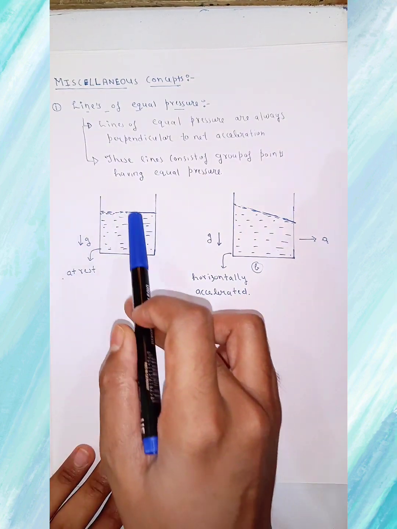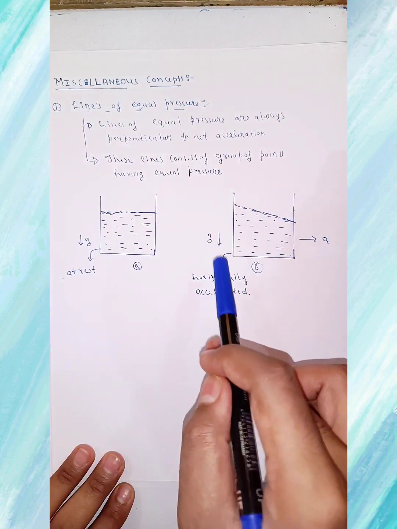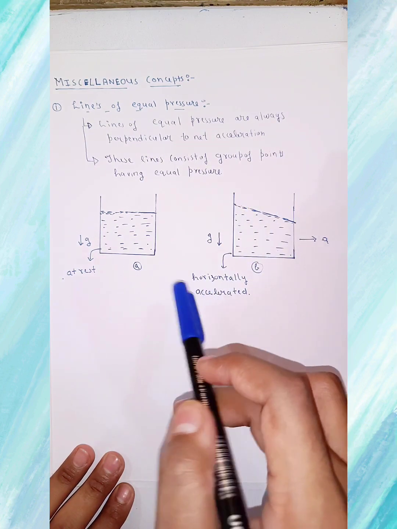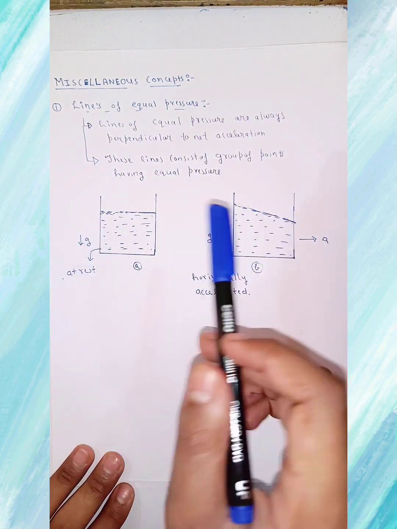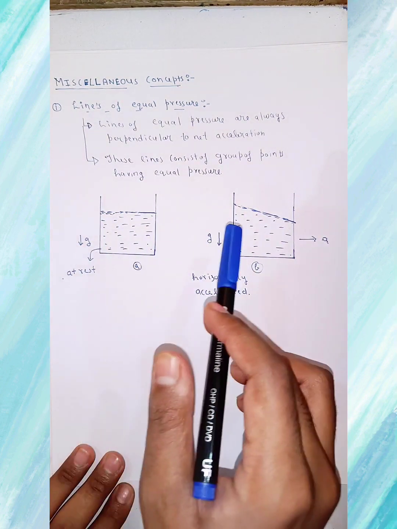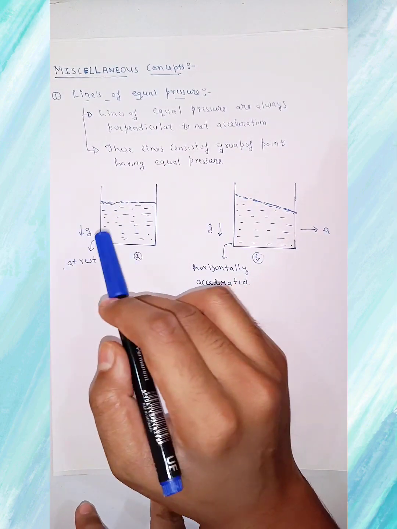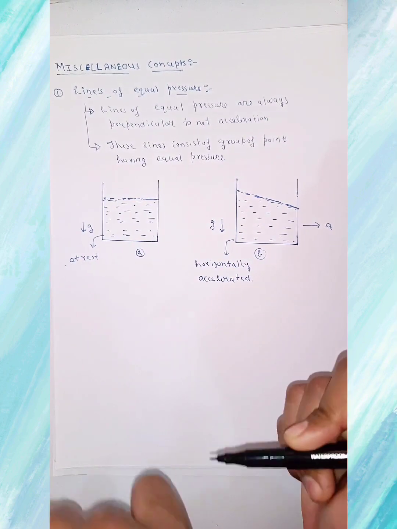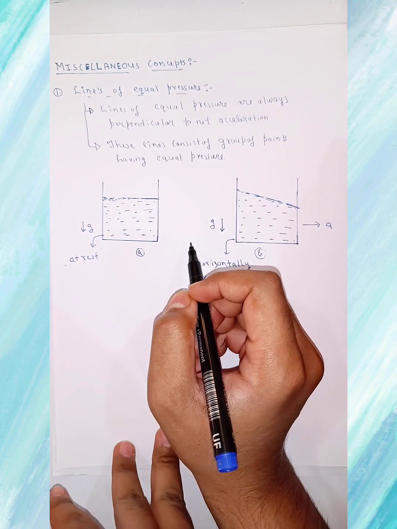So first of all, this vessel is at rest, the very standard situation, and in the second situation we have given the horizontal acceleration A in this direction. So we have to find the lines of equal pressure in both the situations. So let us find lines of equal pressure in this situation, the first one. As you all know, lines of equal pressure are perpendicular to net acceleration.